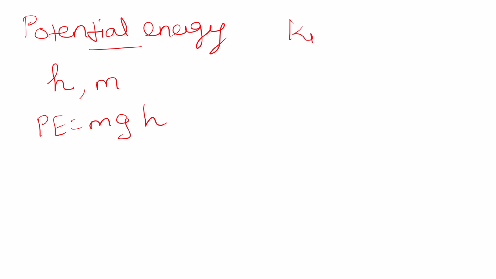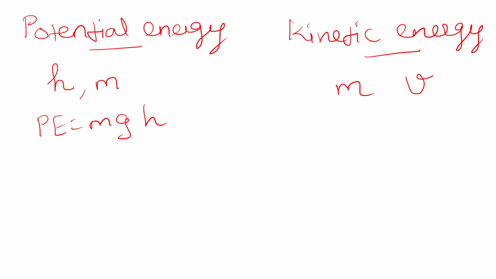Next, kinetic energy. Kinetic energy is defined as the work that is required to accelerate a system of a particular mass m from rest to a stated velocity v. In classical mechanics, the kinetic energy is represented as half m v squared.